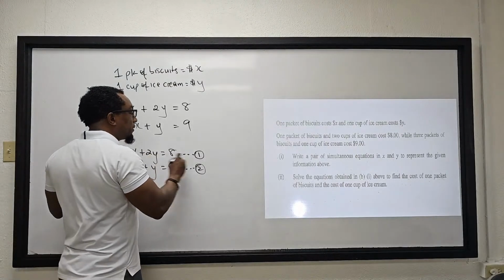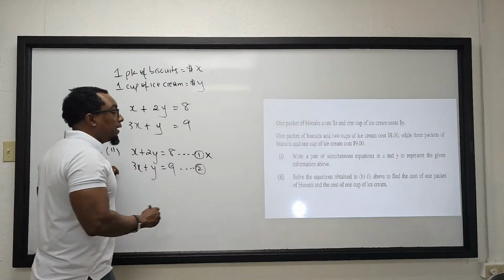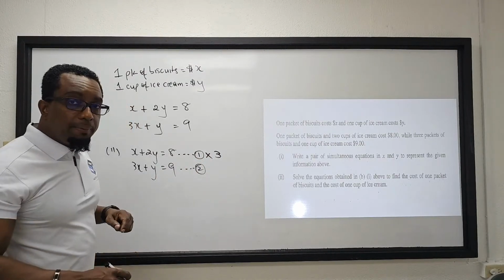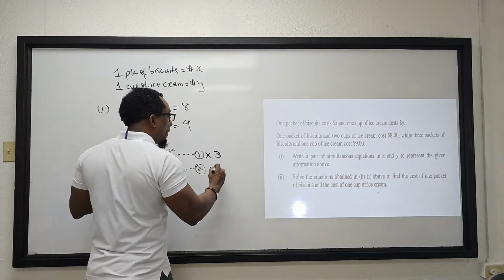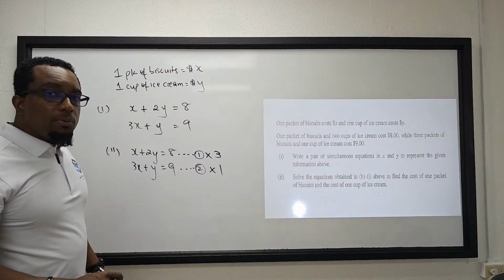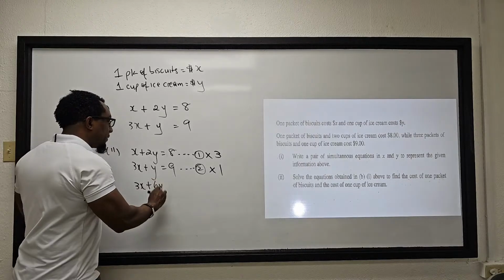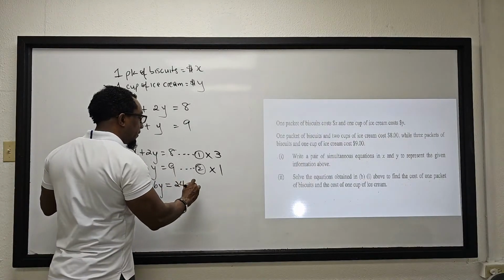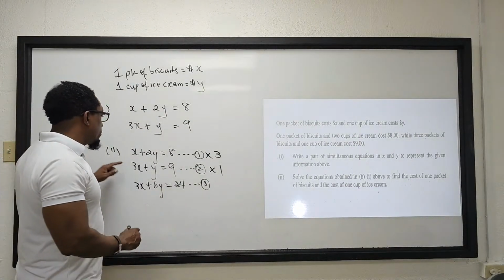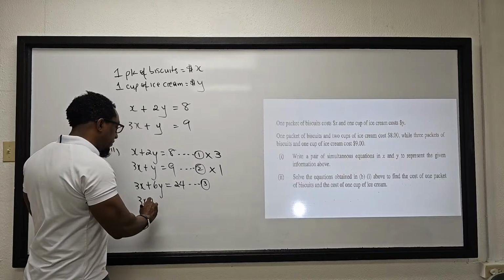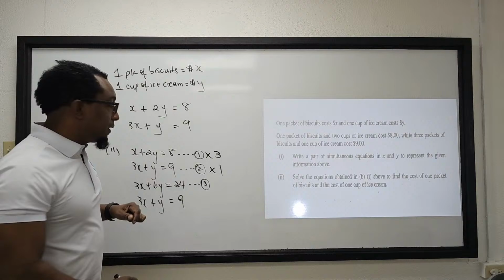So I'm multiplying equation 1 to make this 3. 1 is obviously in front of X, to make it 3 I have to multiply equation 1 by 3. And for this to remain as 3, I have to multiply equation 2 by 1. So we're going to get 2 new equations, which will be 3x plus 6y is equal to 24. And I'll call that equation 3. And let me multiply equation 2 by 1. This will be 3x by 1 is 3x, 1 by y is y, and 9 by 1 is 9. And I call this equation 4.